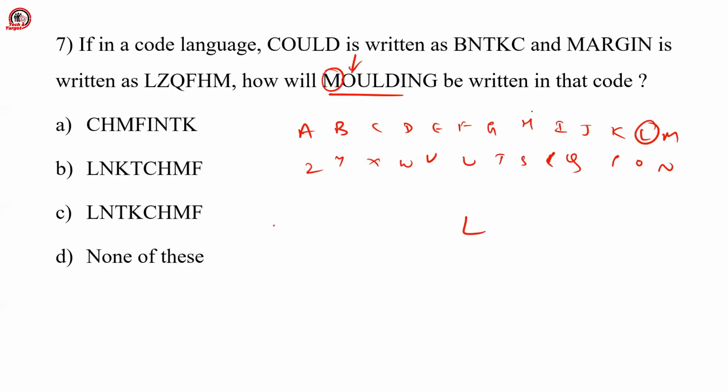For O, you have to write one letter before it, which is N. For U, one letter before it is T. For L, it is K. For D, it is C. For I, it is H. Now one letter before N is M, and one letter before G is F.